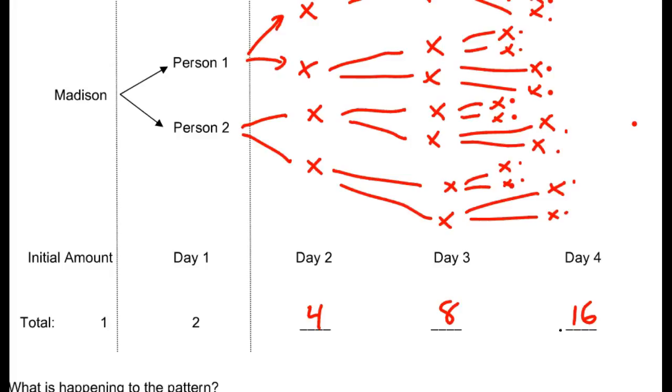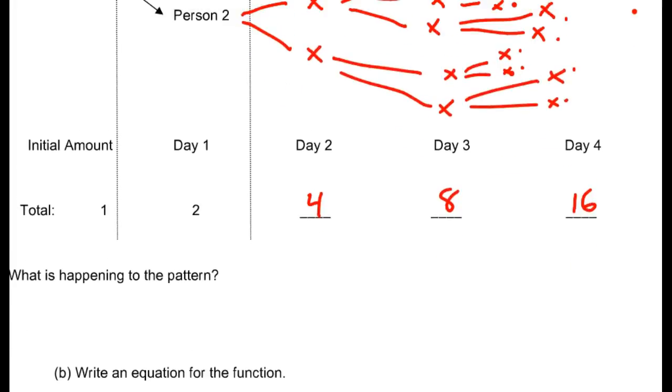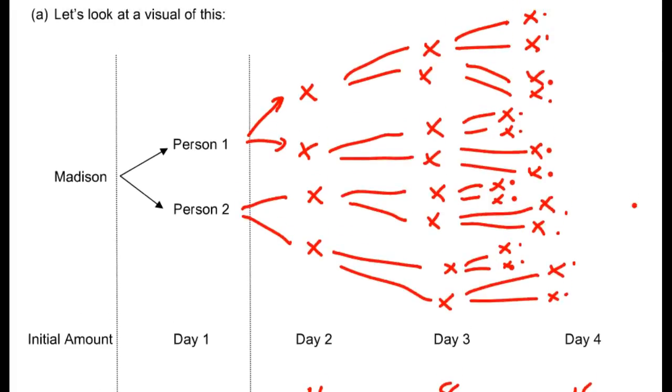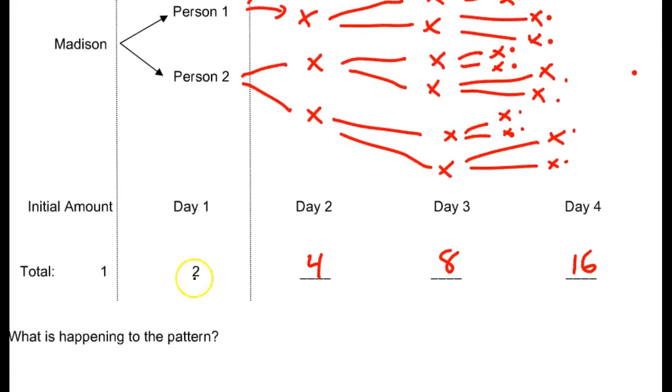So the question is, how can we figure out day 5 and day 6 and so on, without having to show the work, so to speak, and draw out these diagrams? How can that be done? Where's the pattern in these numbers? Multiplied by 2. Day 1 is basically 2, day 2 is 2 times 2, day 3 is 2 times 2 times 2, and so on. As soon as you recognize the pattern, you don't have to go through all this work.